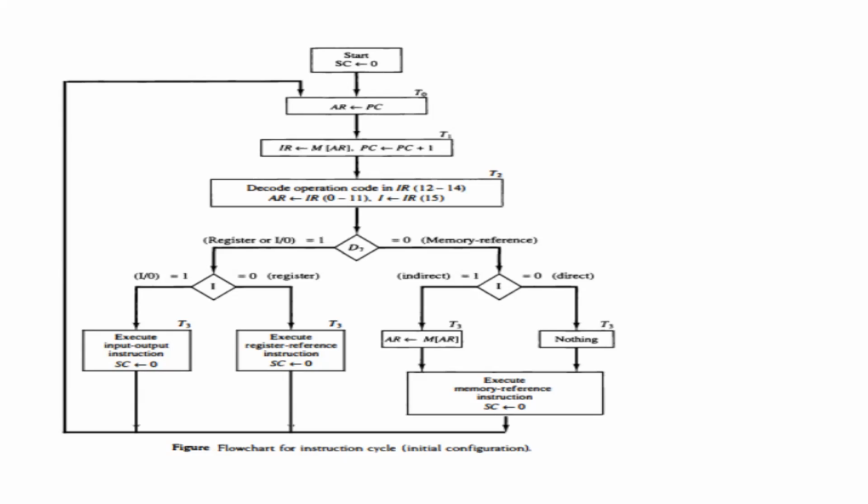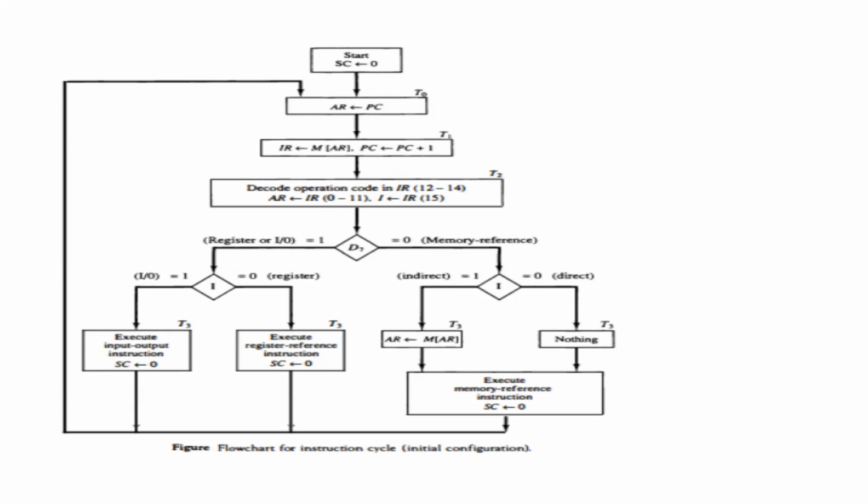T0 and T1 are both known as fetching, and then we go to the T2 state. In the T2 state, the decoding operation will be done. As we know earlier, the instruction format consists of 3 parts: address, opcode, and mode. The address part occupies bits 0 to 11, so IR bits 0 to 11 will be stored in the address register. Bits 12 to 14 are occupied by the opcode, which will be stored in the op register. And the 15th bit is occupied by the mode.